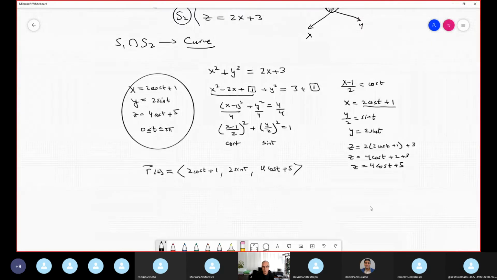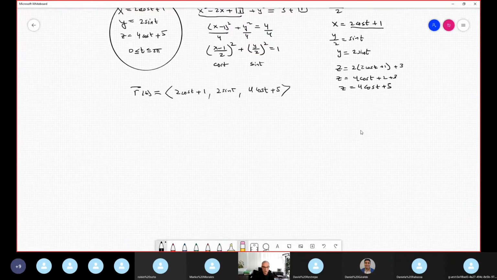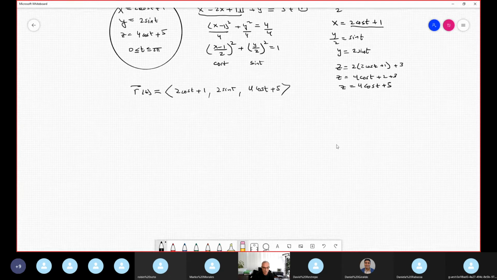I promise you will see it in GeoGebra now in 3D. One more example and that's it. The last one, I promise, because I have a lot of things to discuss today. Example 6, no?